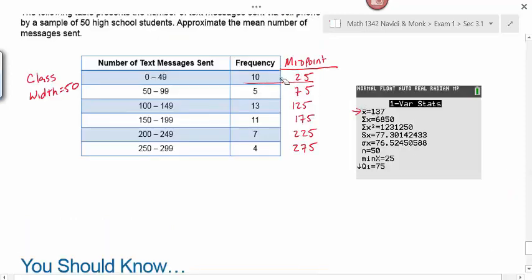When we multiply the mean by the frequency, what we're doing is we're saying we have 10 of these 25s, we have 5 75s, we have 13 125s, and so forth and so on. So that gives us all of the data values. When we add them up, it gives us the sum of all the data values. I'm not going to take you through the steps to calculate this by hand because you don't have to. We're going to use the calculator to calculate the mean for a frequency distribution.